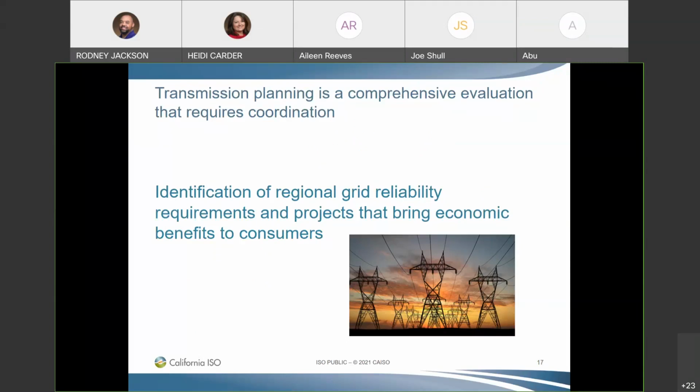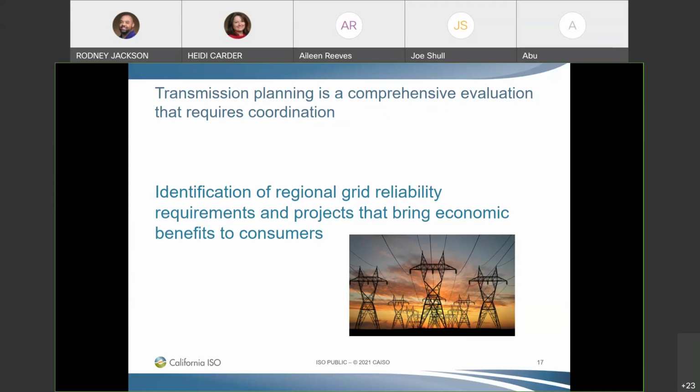Transmission planning is a comprehensive evaluation that requires coordination. Transmission planning at the ISO is an open, transparent process, and we talked about the stakeholder process, which actively engages stakeholders and uses the best engineering analysis possible to determine short and long-term infrastructure needs of the ISO transmission grid, which is comprised of over 26,000 circuit miles, to maintain reliability and bring economic benefits to consumers.